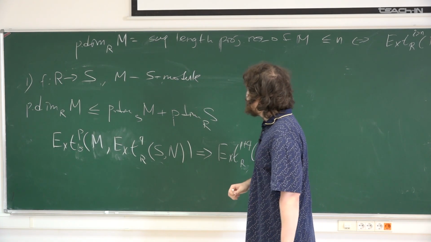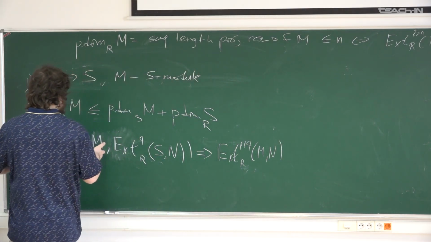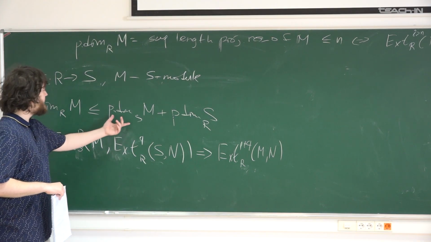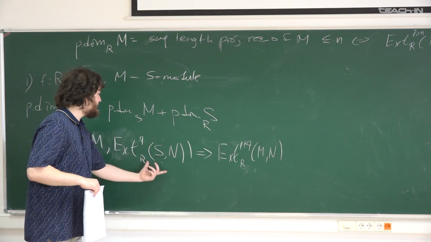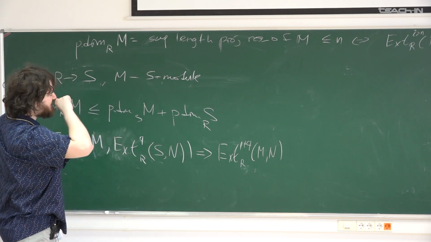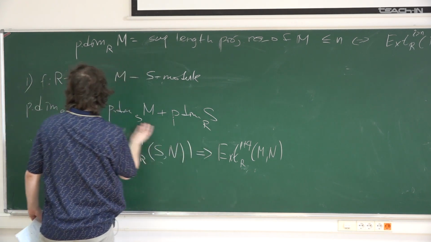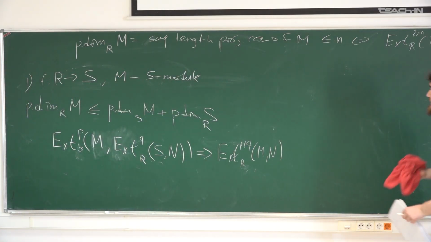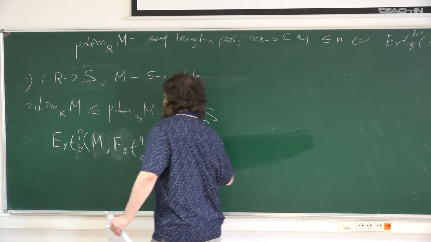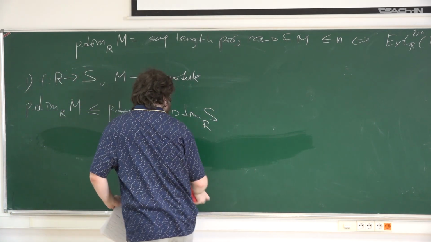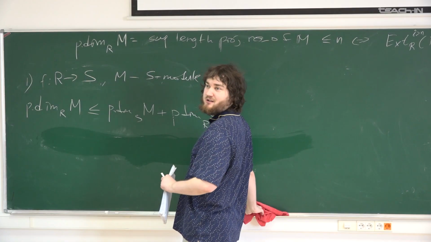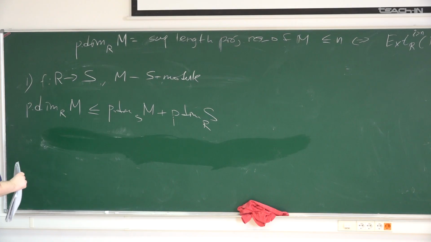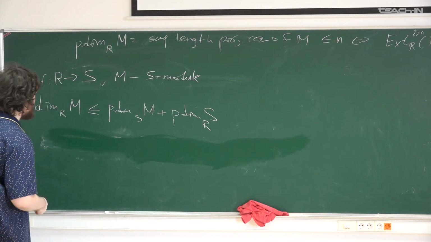And so if we know that this Ext vanishes in these dimensions, and this Ext vanishes in this dimension by this definition, then we obtain that this Ext vanishes in this dimension, and we obtain this inequality. Okay, this is the first. We proved this last time. No, we reproved this again. This is because of our general spectral sequence, of course.